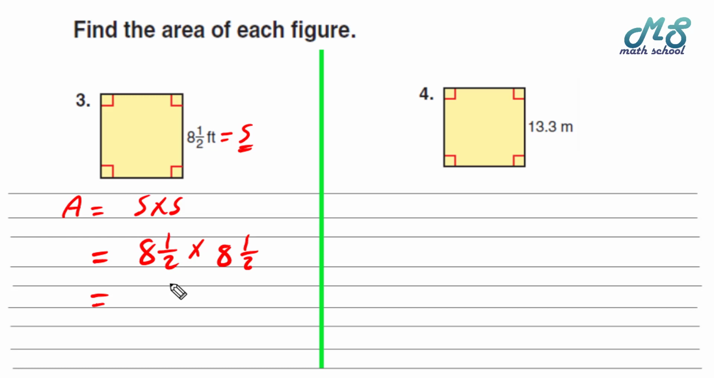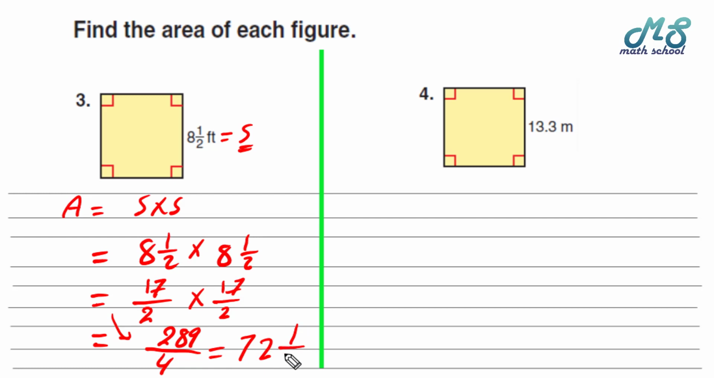You have to rename the mixed number as a fraction. 8 times 2 equals 16. 16 plus 1 equals 17. So we get 17 over 2 times 17 over 2. We studied before, guys, 17 times 17 is equal to 289, over 2 times 2 equals 4. So you can write this improper fraction as a mixed number. 28 divided by 4 equals 7. 9 divided by 4 equals 2. 2 times 4 equals 8. The remainder will be 1 over 4. So the area of the square is equal to 72 and 1 over 4 square feet.